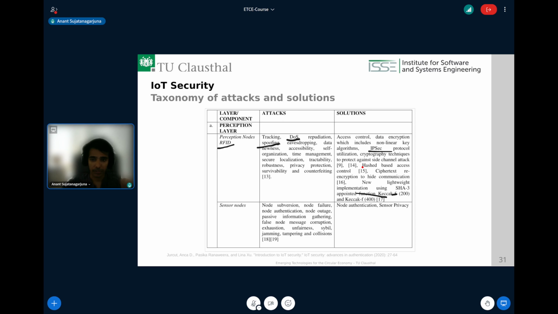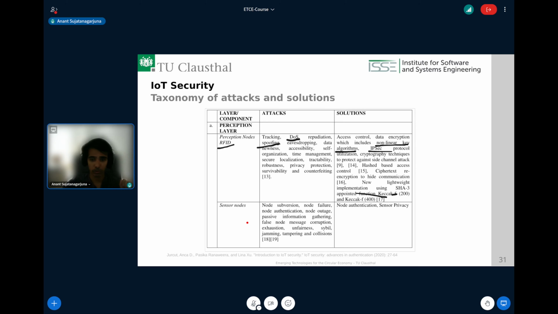And also making sure that there is a non-linear key algorithm used. So we will go into specifically the type of key algorithms used for cryptography when it comes to very small IoT nodes. But yes, moving on to sensor nodes.